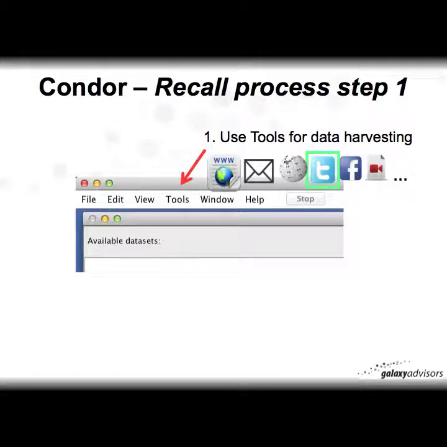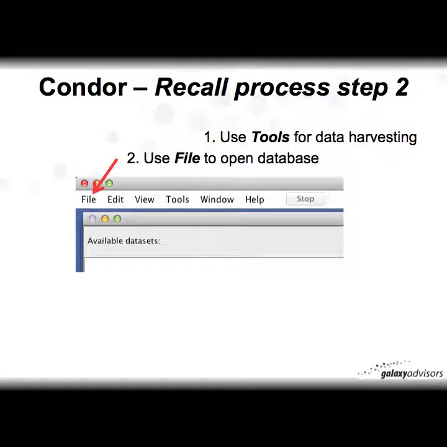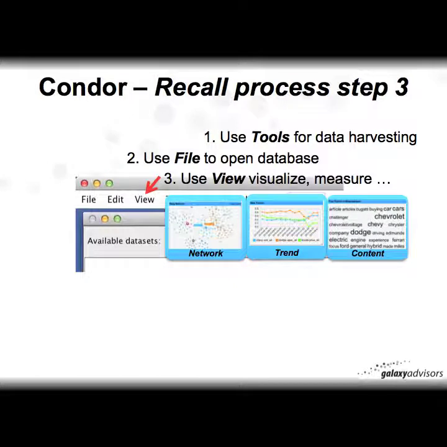Recall the three-step process. There's a series of 6 tools for data harvesting. We're going to focus on Twitter in this example. The next step is to use the file command to open that database where you saved those tweets. And finally, you're going to use the view command to visualize, measure, and analyze the network, the trends, and actually even look at the content.